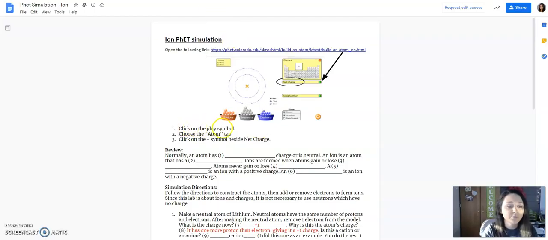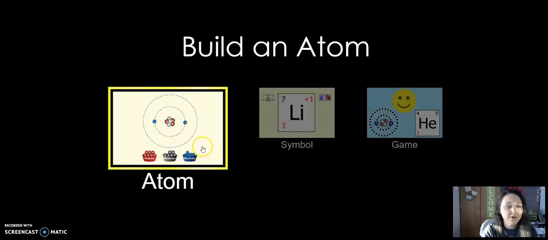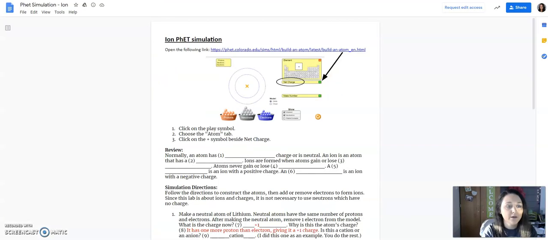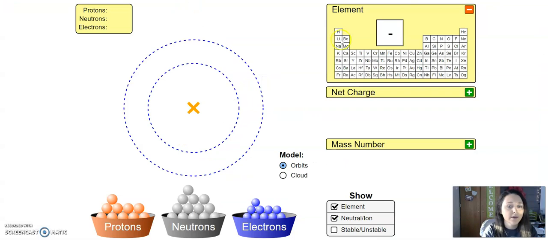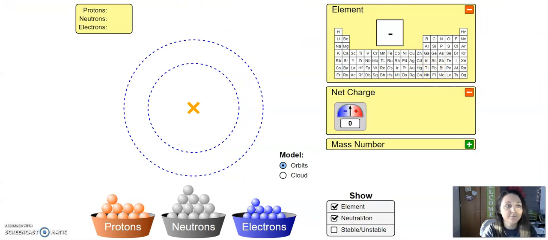Okay, so the first thing it says we're going to do is click on the play symbol and choose the atom tab. So I'm going to click on the play symbol and choose the atom tab. All right, my instructions say, it says click on the plus symbol beside net charge. Okay, so we're going to click on this so that we can see.